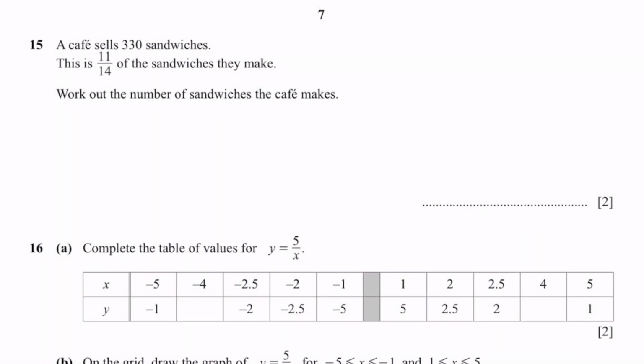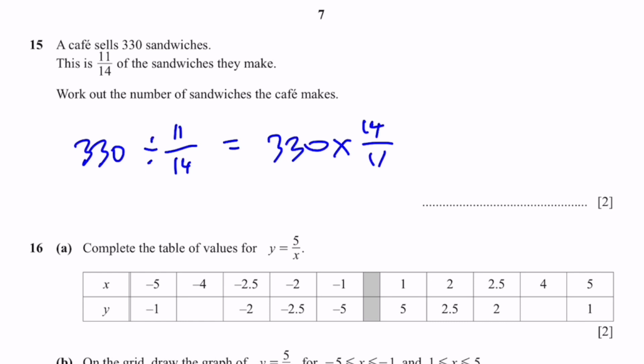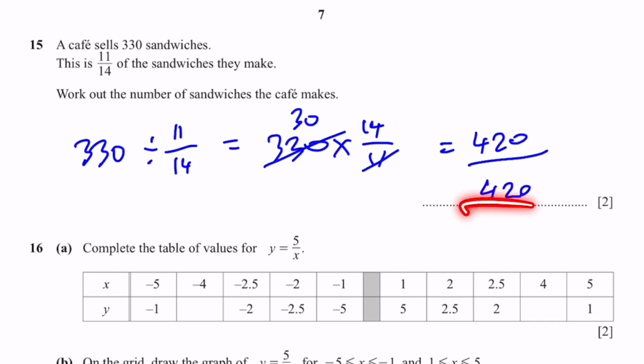A cafe sells 330 sandwiches. This is 11 over 14 of the sandwiches they make. Work out the number of sandwiches the cafe makes. That's just 330 divided by 11 over 14, which is equal to 330 times 14 over 11. Cancel this out to get 30 here. 30 times 14 is just 420. 420 sandwiches is the answer.